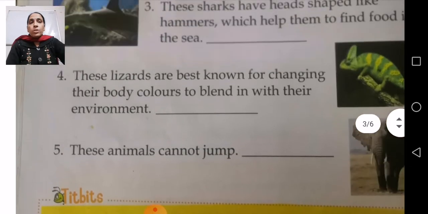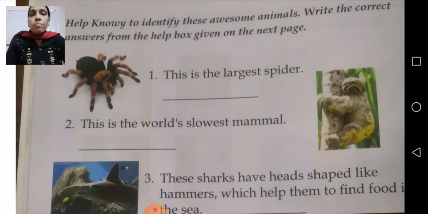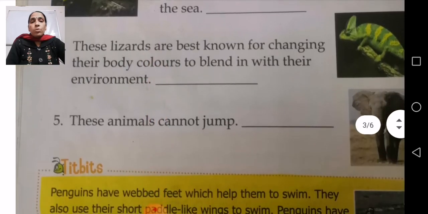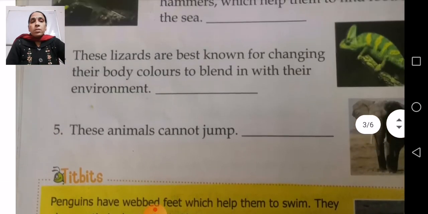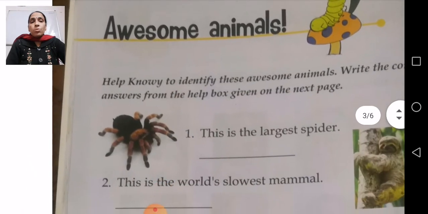Now question number 2. Now this is the largest spider. Which one is the largest spider? Obviously mammoth, mammoth is the largest spider. Now this is the world's slowest mammal. So which animal is the slowest one? Which animal is the slowest?